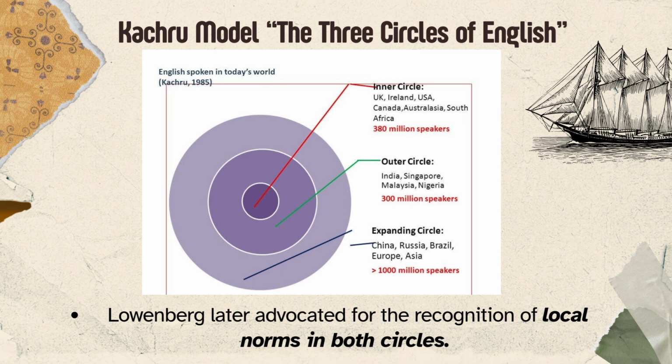Now, as you can see in the model, he initially distinguished this. However, Lowenberg later advocated for the recognition of what we call local norms in both circles. So he emphasized here that each variety of English, regardless of where it is spoken, should be assessed within its own context rather than against native speaker benchmarks or the standard that was being set.